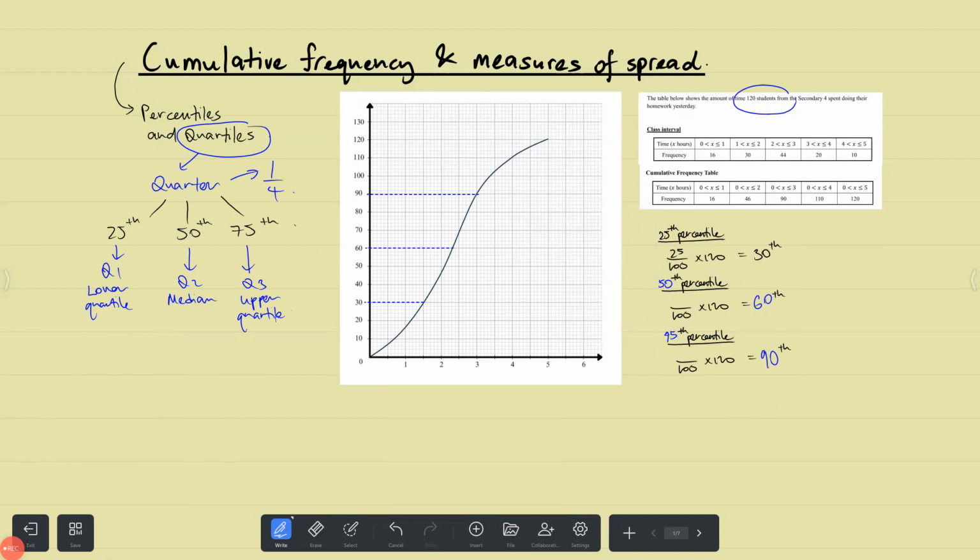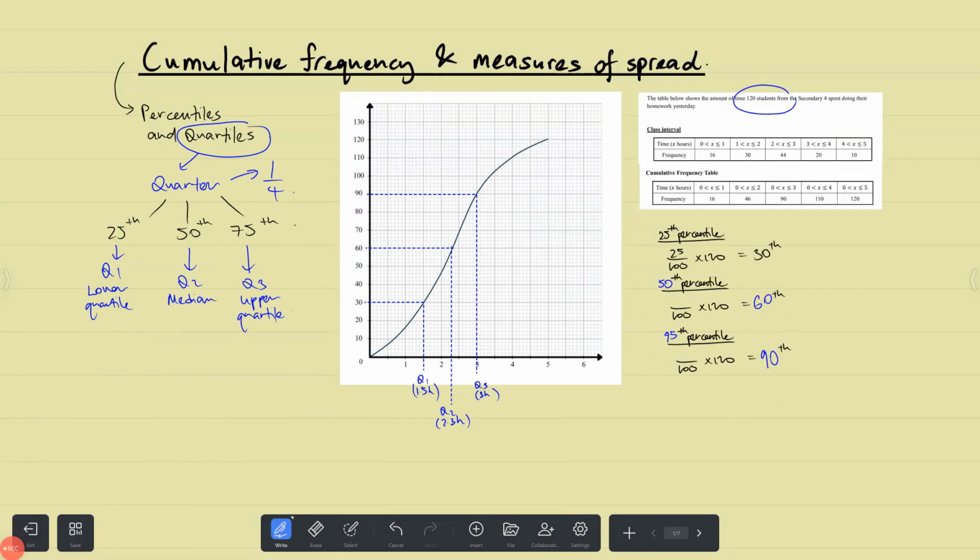Okay, next you can draw lines down from this, or when the line meets, like so. And you can see that your lower quartile, which is Q1, is actually 1.5 hours. And your median, which is Q2, is 2.3 hours. And your Q3, which is your upper quartile, is exactly 3 hours. Okay, let me just change the orientation, like so, right?